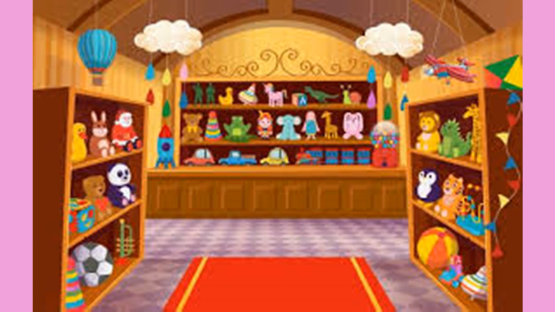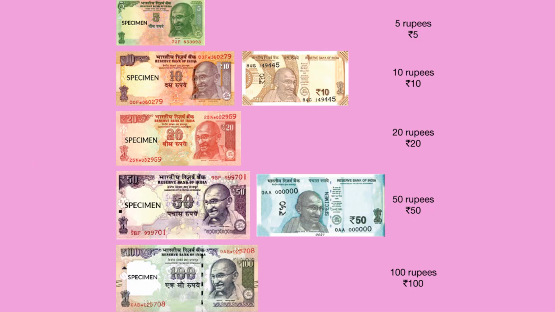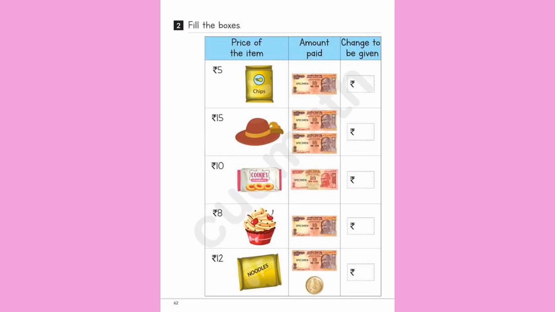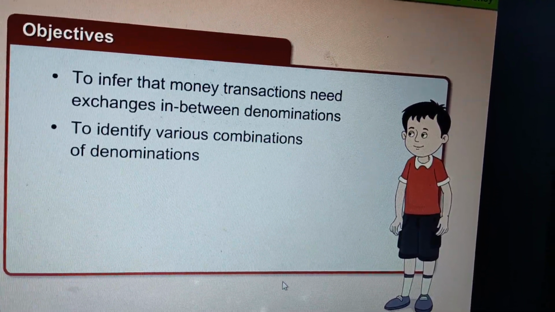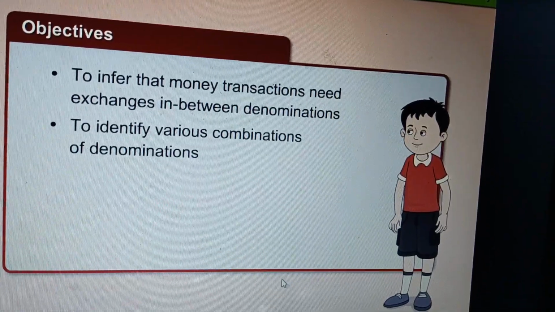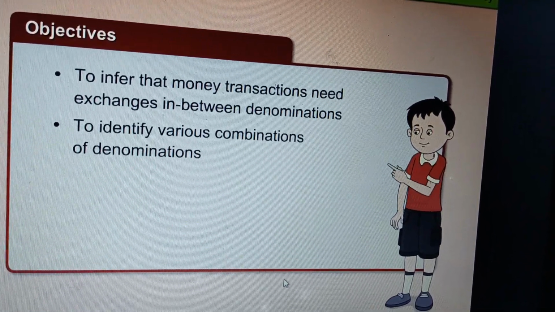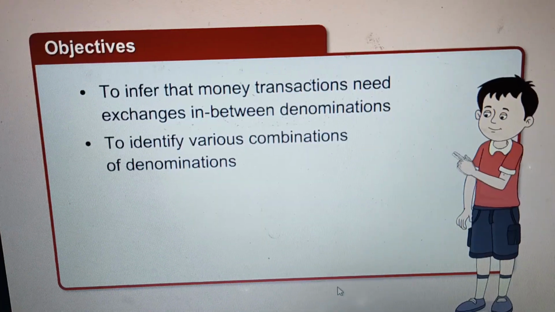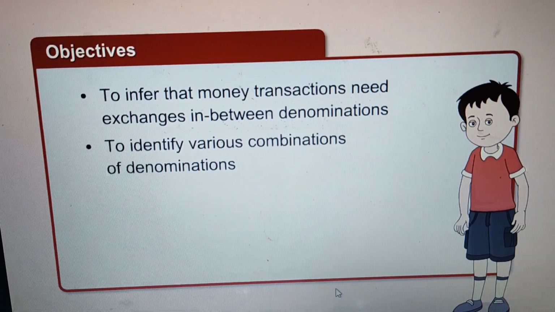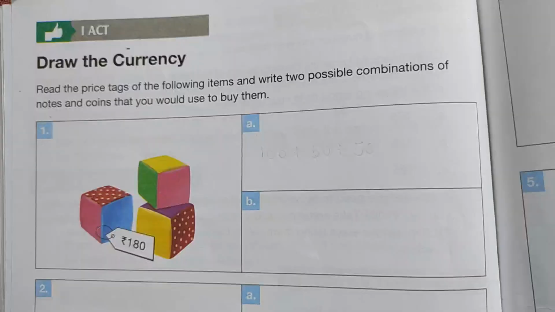In last video, we have played the market game. Also, we have seen about combinations of denominations. Today, also we are going to see the combinations of denominations and exchange of money. Objectives: to infer that money transactions need exchange in between denominations, to identify various combinations of denominations, to learn exchanging money in simple combinations.